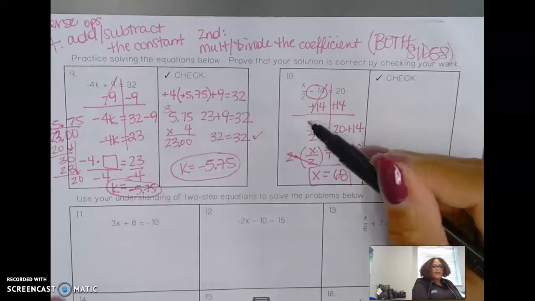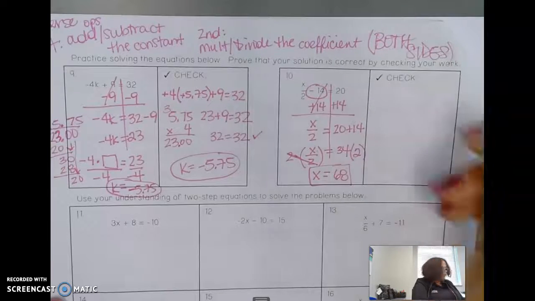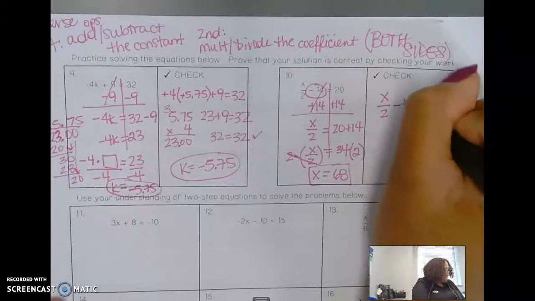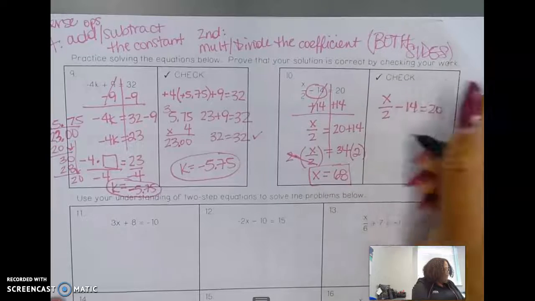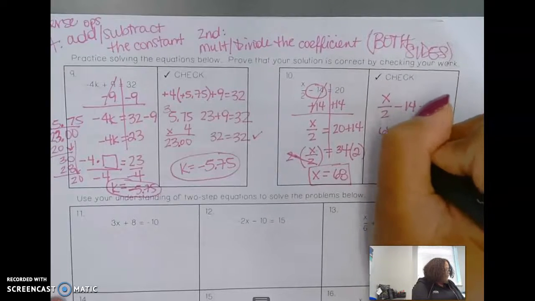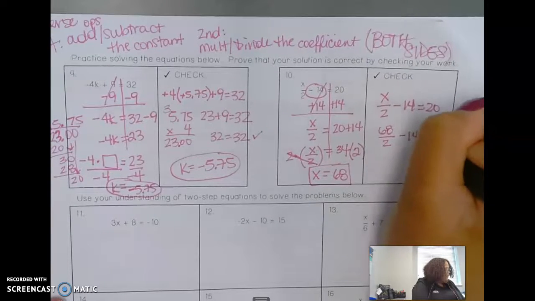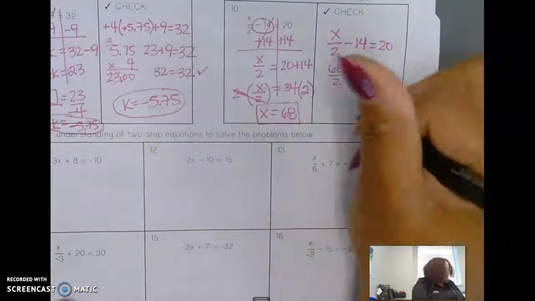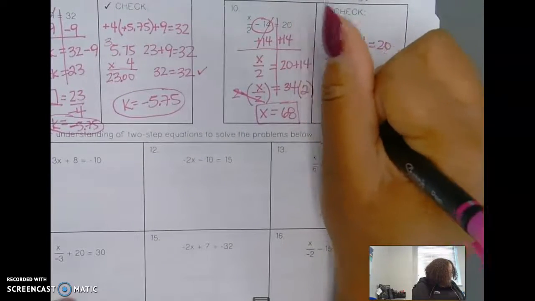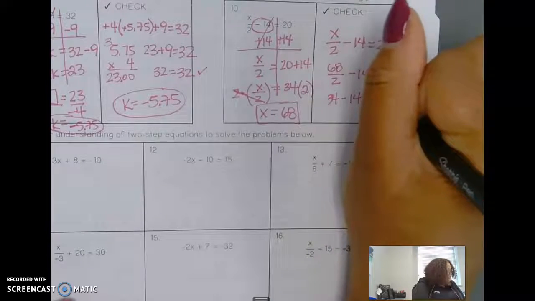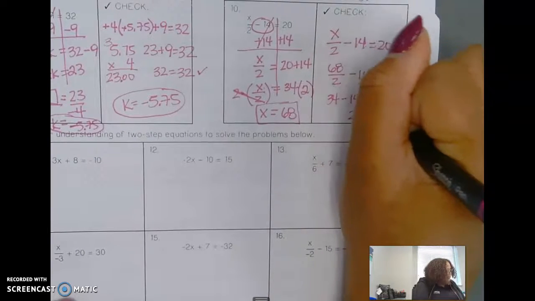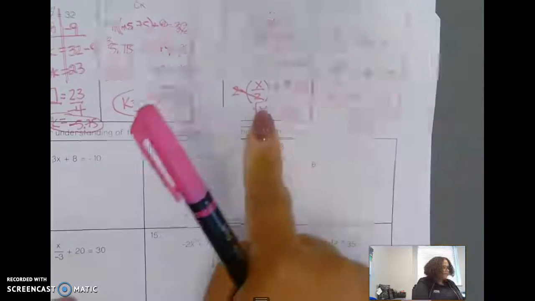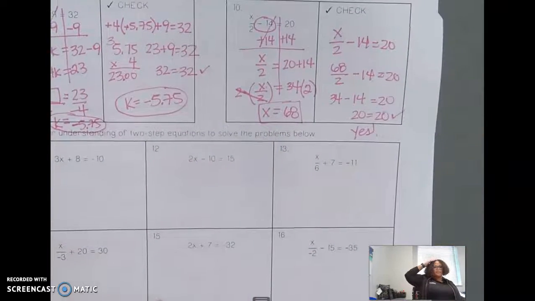I will take my 68 and I will plug it in for X to check. X over 2 minus 14 equals 20. 68 cut in half minus 14 equals 20. Half of 68 is 34. Minus 14 equals 20. 20 equals 20, and it checks out. Yes, this works. My 68 is accurate.